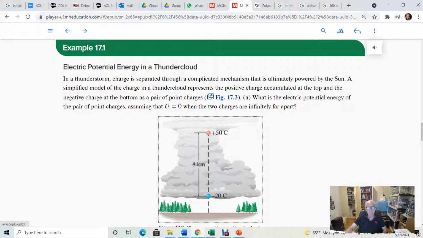Okay? So whenever you have a thundercloud like this one, basically we have differences in electric charge. Positive charges at the top of the cloud, negative charges at the bottom of the cloud. That's a simplified model, a very good simplified model. And this thundercloud has some potential electrical energy.